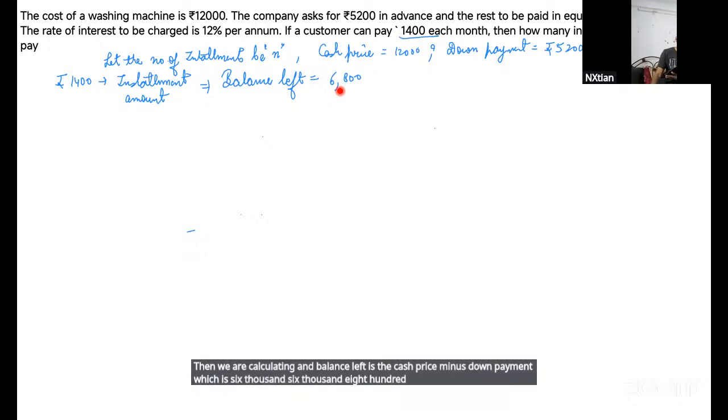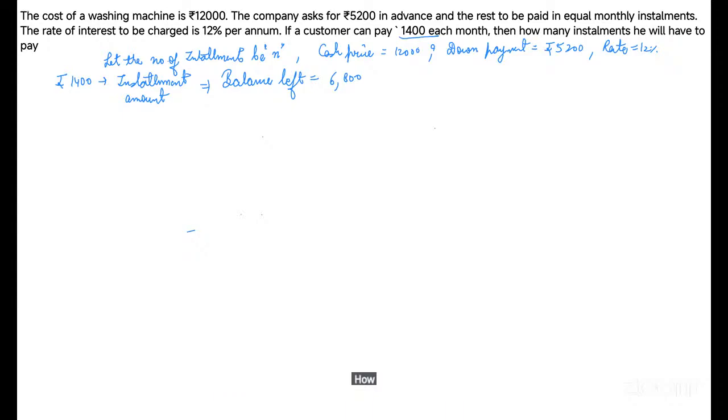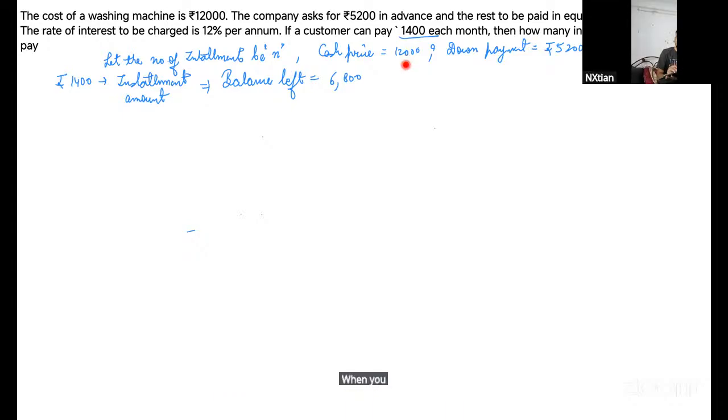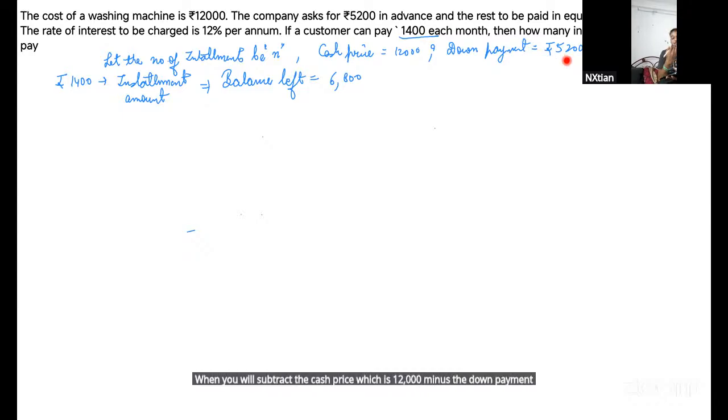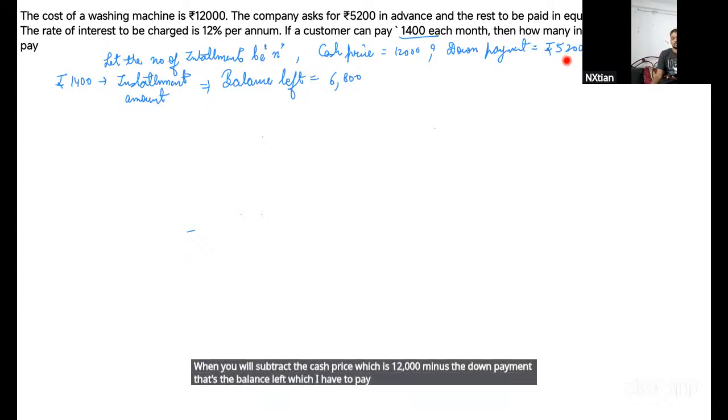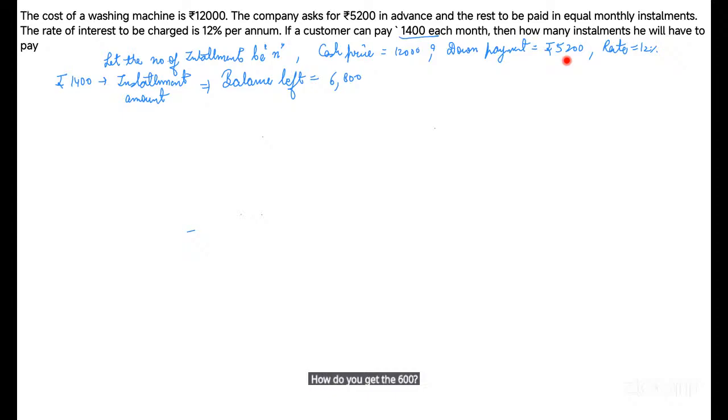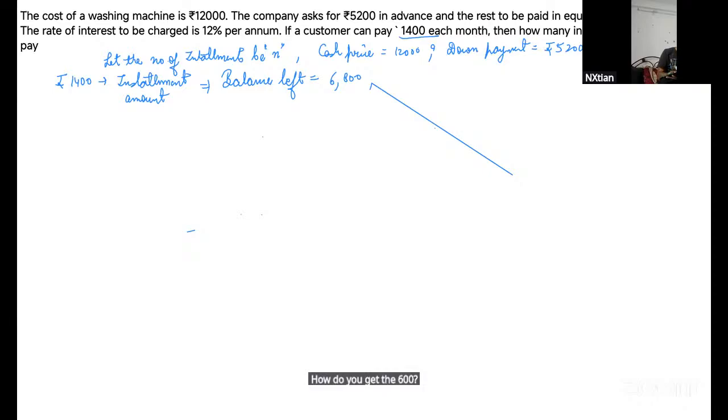Okay, Abigail? Did you understand? How did you get 6,800? When you subtract the down payment from the cash price, which is 12,000, that's the balance left which I have to pay in the form of installments. Okay. Now 6,800 is the balance left. Now total paid. How much total will I pay?